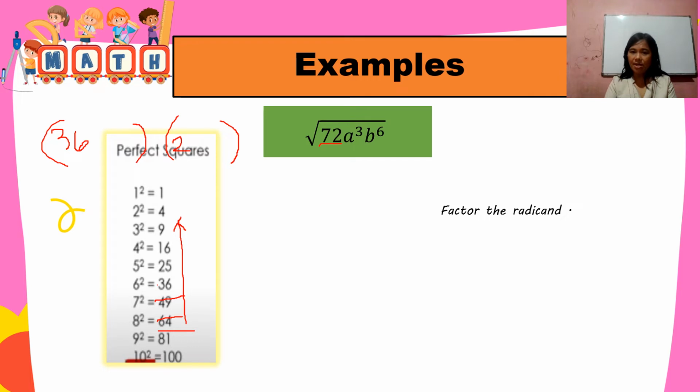And then for a cube, what we're going to do is, let's try to look at our index. There's no index present, meaning there is an invisible 2 here. Okay, so if we have an exponent of a as 3, there is 1, 2 for that. So we'll put here the 2, isang squared lang. Okay, to make it a cube, syempre, andito yung isa.